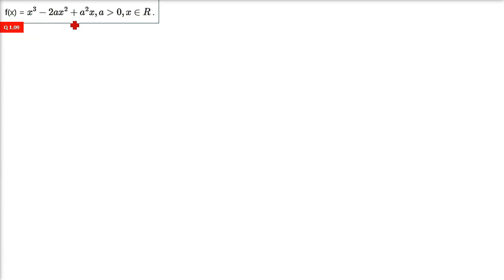Next function: x cube minus 2ax square plus a square x, a is greater than 0, x belongs to real numbers. The first step is f dash x, the differentiation of this function. It's 3x square minus 4ax plus a square. The first step is already done.